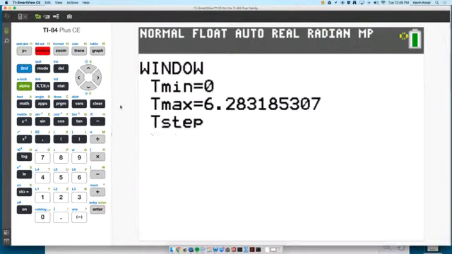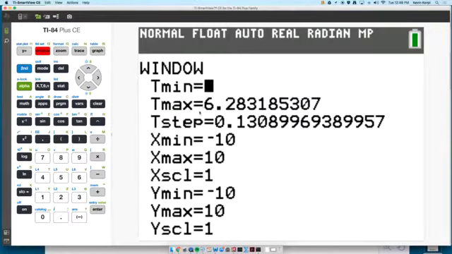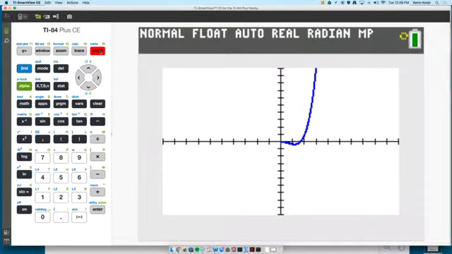So let's go to the window. If you notice, the standard T min is 0 and the standard T max is 2 pi, believe it or not. And if you want to slow down the graph, we talked about changing your t-step to something smaller like 0.01. We'll leave all the others. So let's see it now. Now you can kind of get an idea of how it's tracing out.